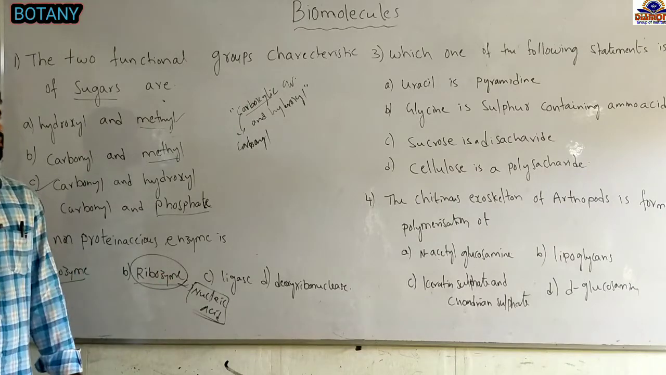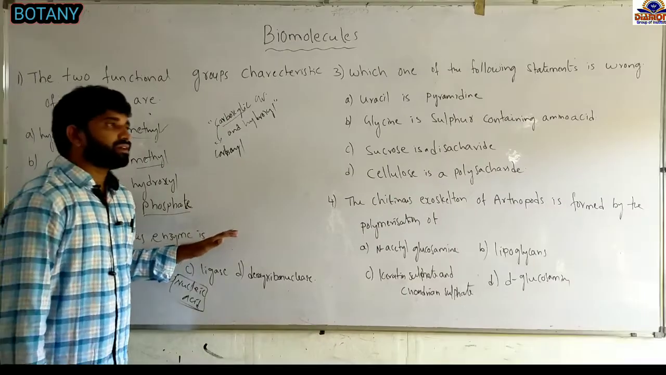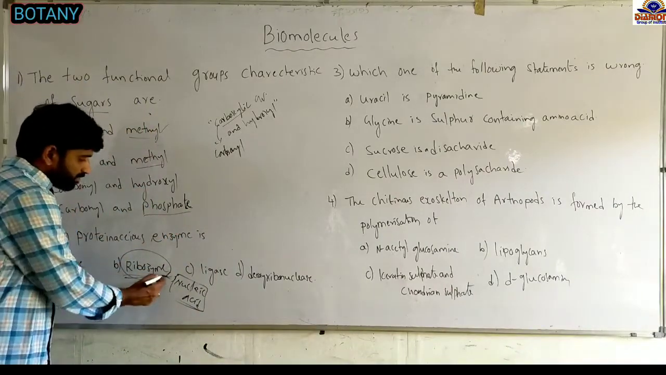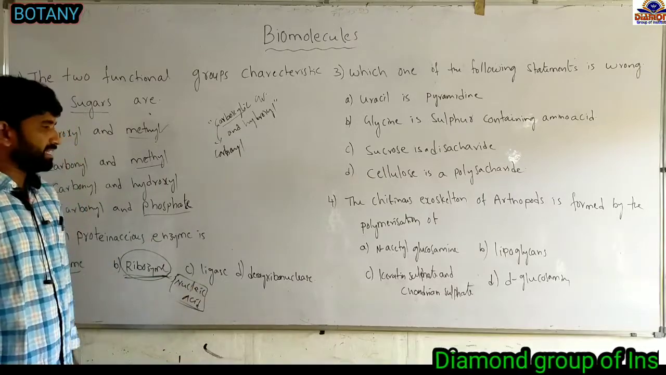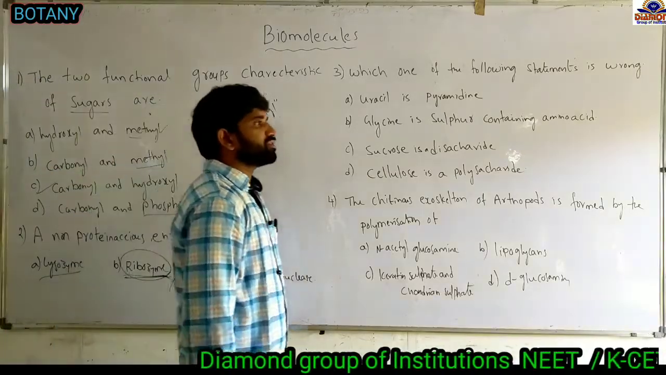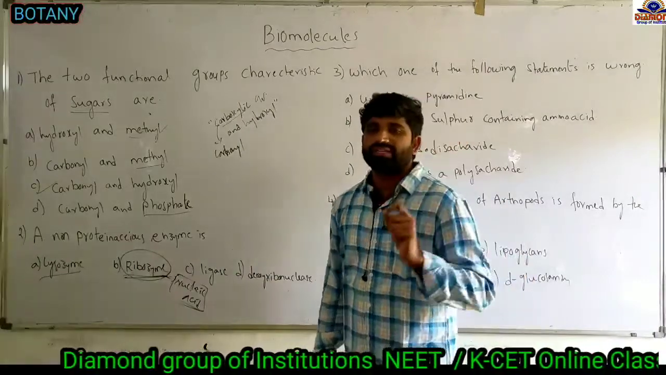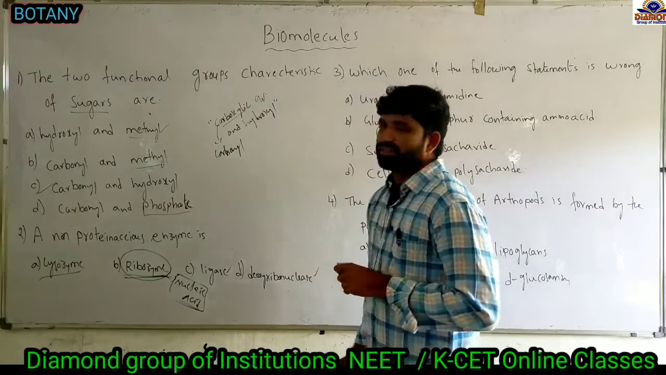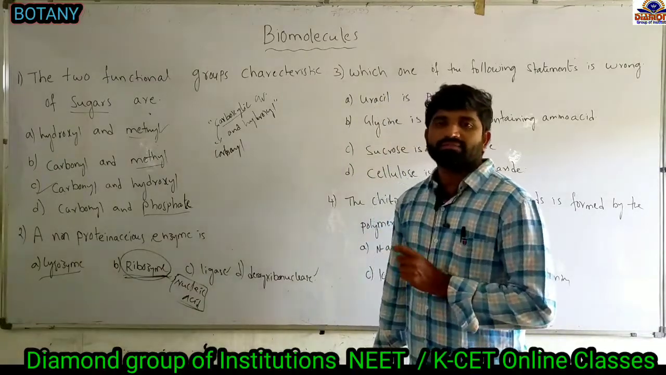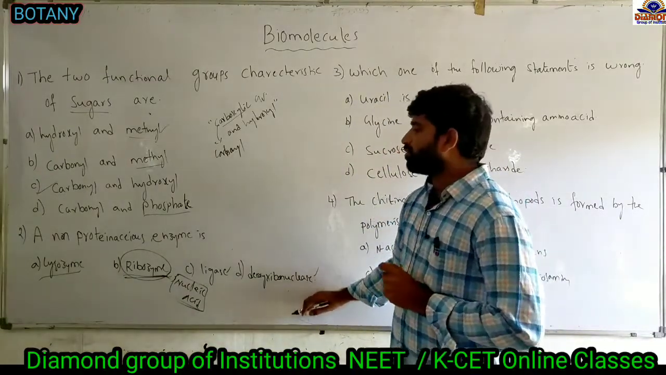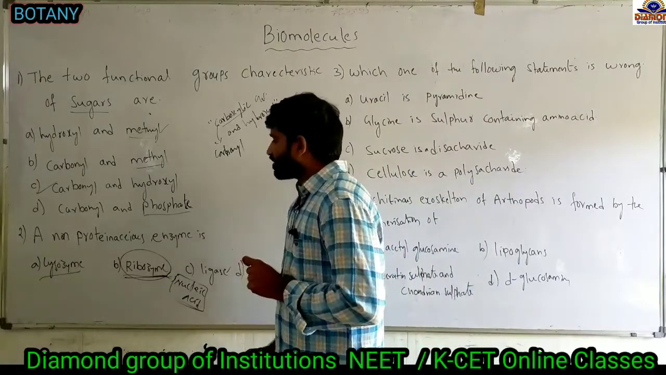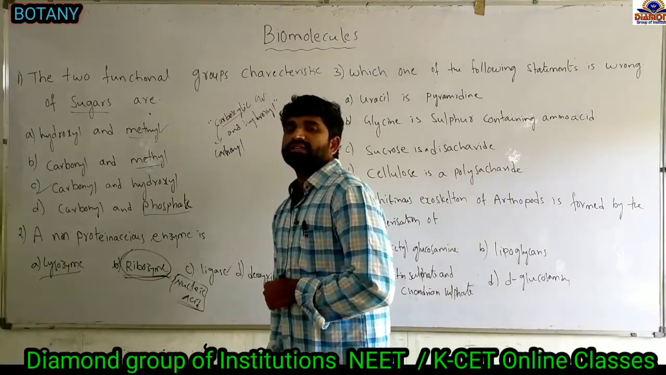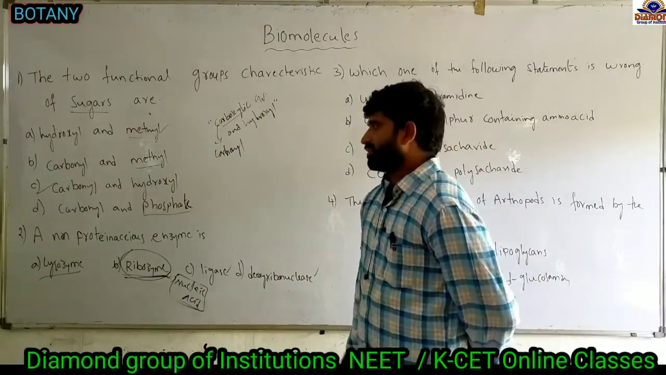So the exception among enzymes is that not all enzymes are proteins. Some enzymes are nucleic acids, that is the ribozyme enzyme. And ligase is the enzyme used for joining two DNA strands. It is also a proteinaceous enzyme. And deoxyribonuclease is also a proteinaceous enzyme. So out of the four options, the non-proteinaceous enzyme is ribozyme. Ribozyme is a nucleic acid seen in RNA molecules.